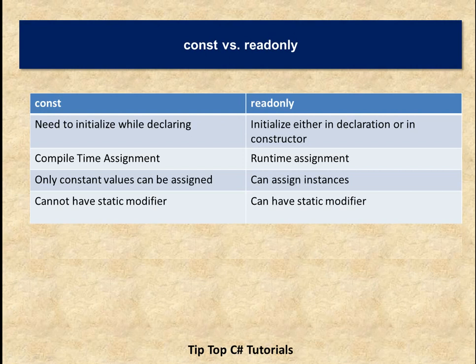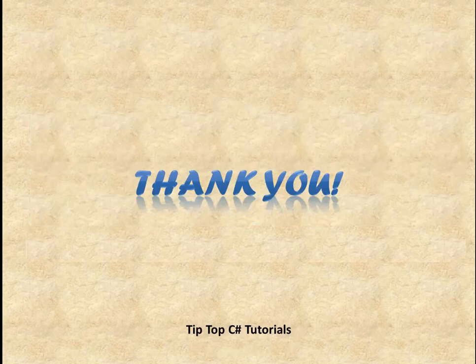A constant cannot have the static modifier because a constant is nothing but a replacement which will happen at compile time. It's not a class instance as such. Readonly can have a static modifier, whether it is private or public or whatever, we can have a static modifier for readonly. That's about the differences between string and StringBuilder, and constant and readonly.